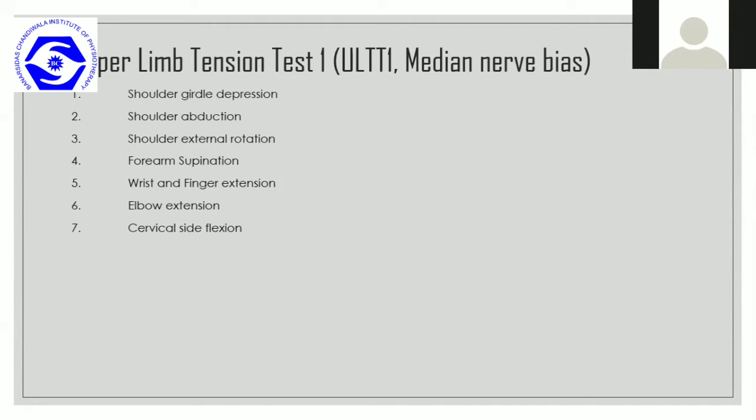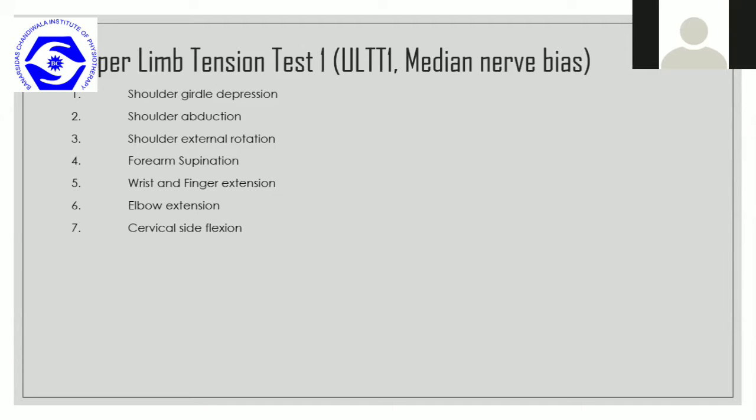Upper limb tension testing 1, that is ULTT1, is done for the median nerve. Firstly, the therapist will be facing the patient. The patient should be comfortably lying in the supine position, and the patient's arm should be resting on the therapist's thigh, and the therapist's right arm should be holding the left arm of the patient. It is very important that the patient's forearm and arm rest on the therapist's thigh, so that both of the therapist's hands are free and they can perform the test.